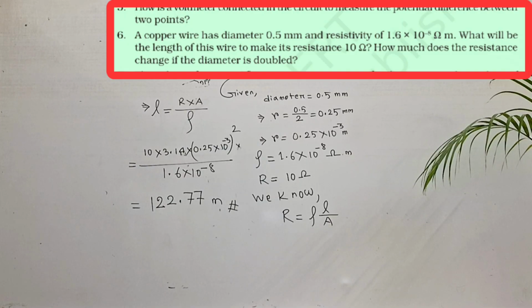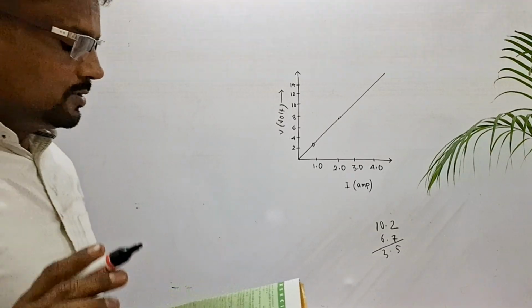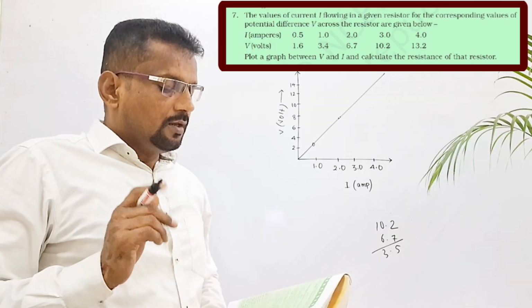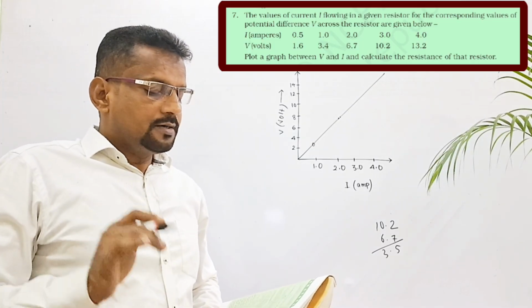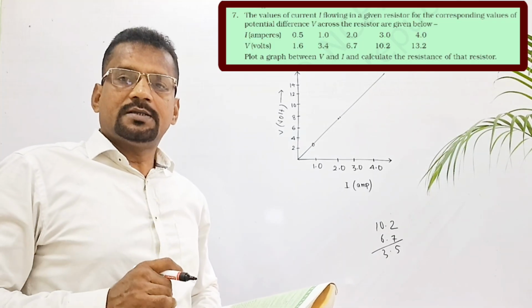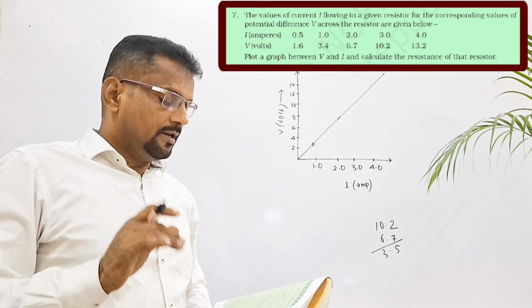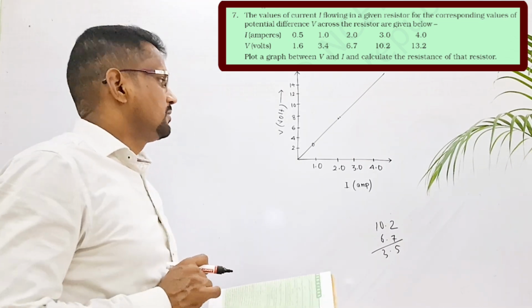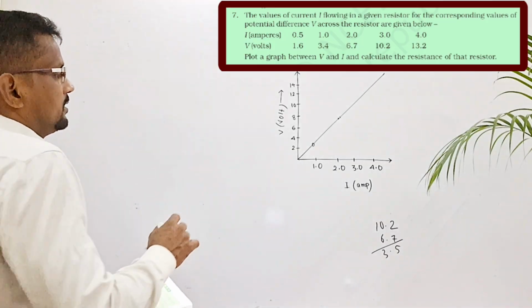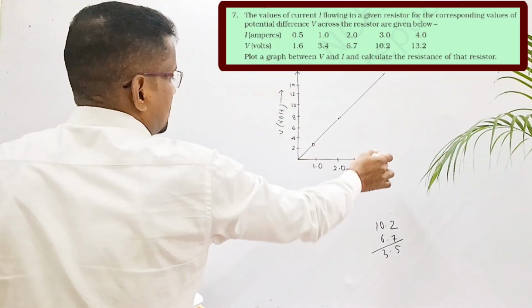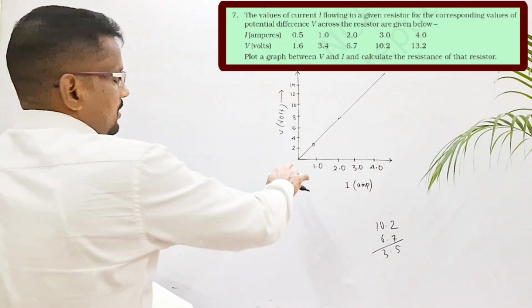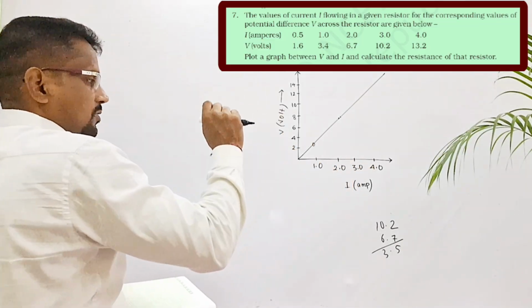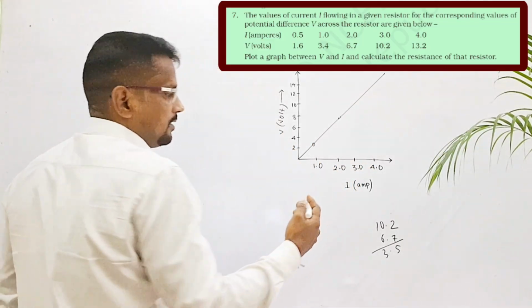Okay, now let us see the next question. This is your question number 7. In this question, the current and potential difference values are given to you, and you are to draw the VI graph, or you can say the potential and current graph. For this, you take the potential along the y-axis and current along the x-axis. Whatever data is given, you can use it to plot the graph. The scale you have to take according to yourself.